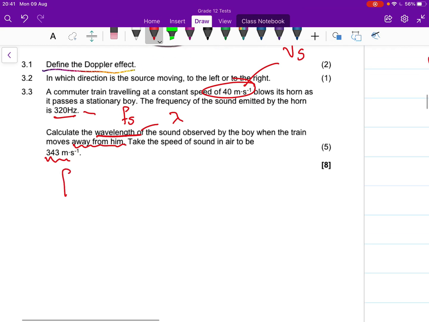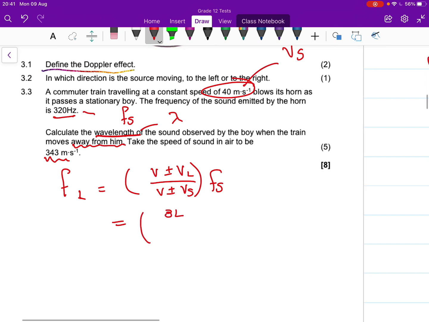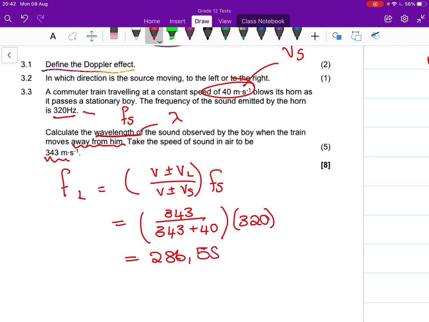You recognize that we're going to use this equation. This was not an issue. Alright. In order to get the wavelength, I need to know the frequency. So I need the frequency of the listener. The listener wasn't moving, so 343 is enough for the listener. The train was moving away from the listener, so my frequency's got to get smaller, which means I've got to add that velocity. And the source is 320. That gives me a frequency that's heard by the listener of 286.58 hertz.